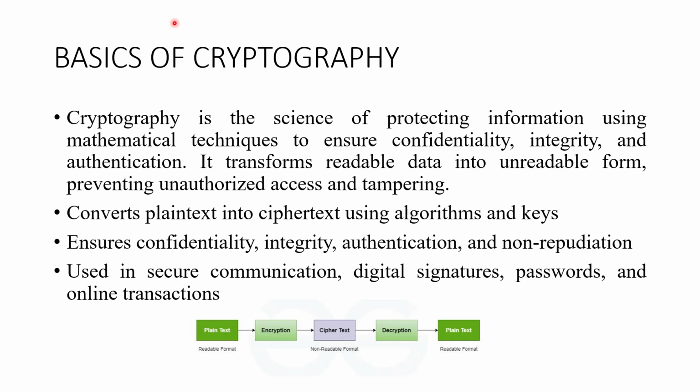First one, symmetric encryption. It uses the same secret key for both encryption and decryption, while asymmetric encryption uses a public key for encryption and a private key for decryption. Next one is hashing. It creates a unique fixed size digital fingerprint of data to ensure integrity. Next, one more component we need to know is digital signature. It is a mechanism to verify the sender's identity and ensure the data has not been tampered with.